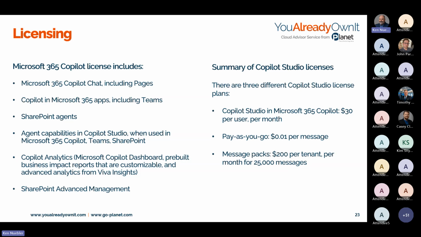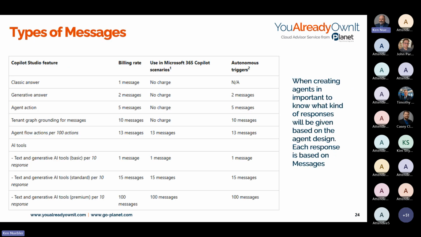Now, the question is how does Microsoft charge for this? The answer is these are messages, and messages are the unit of measure that an agent uses. The total cost is calculated based on the sum of the messages used by your organization. So with that said, each type of answer an agent gives has a different variable. A classic answer, the simple answer that you've already pre-populated for an agent, is equal to 1 message. Generative answers cost you 2 messages. Agent actions cost you 5 messages. Anything that's tied to a tenant graph connector is 10 messages, and so on. You can see how it gets complicated from here on down.